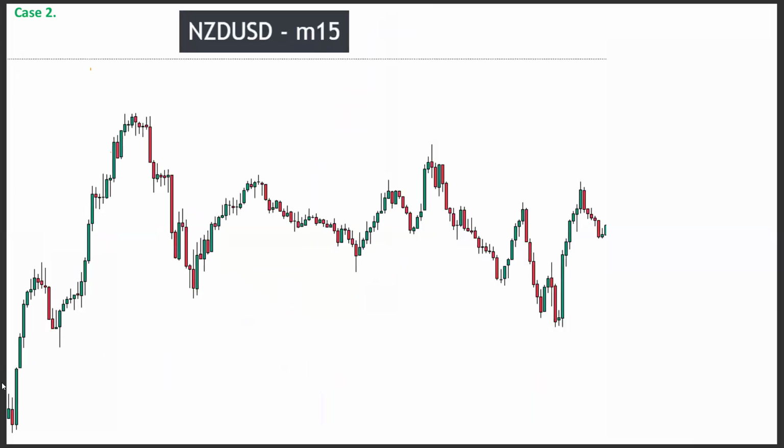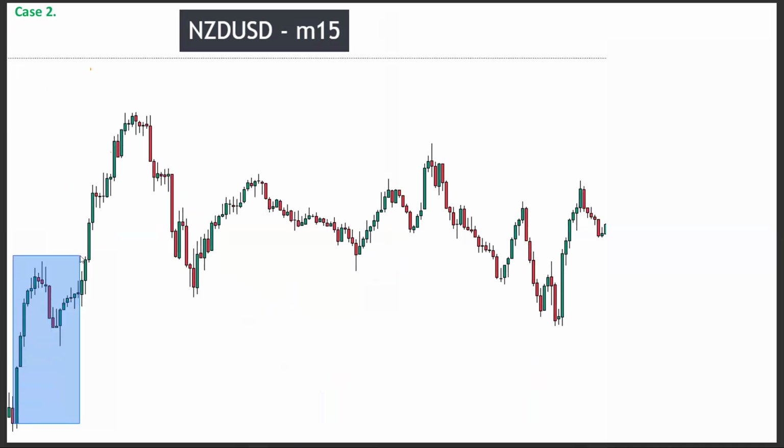Now this is NZDUSD. You can see from the start here up until this point, a Marubozu candle, so this is a strong pulse wave. From this point, there was a little range here, but price broke out of the range with this Marubozu candle and this one. Now all the way here, this is a valid pullback. Valid pullback.